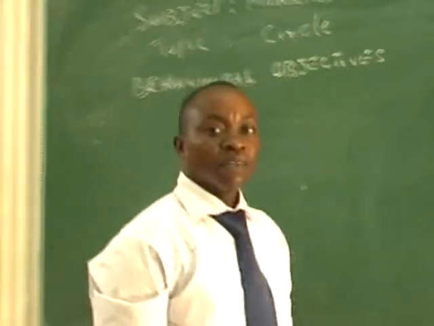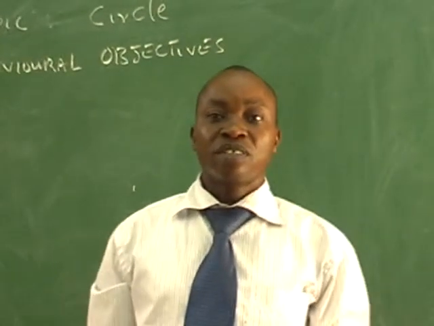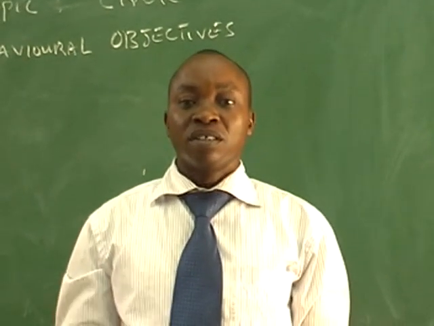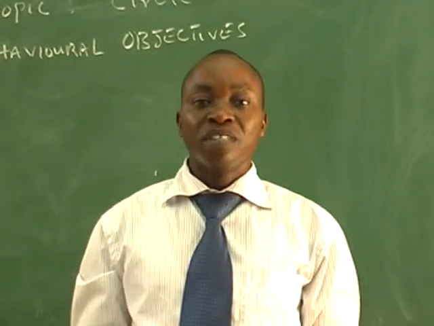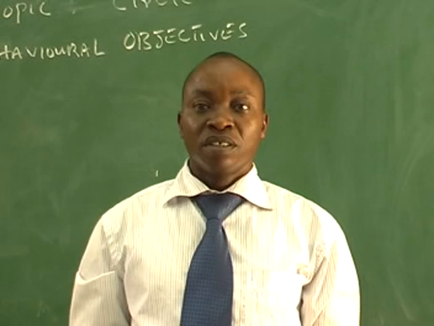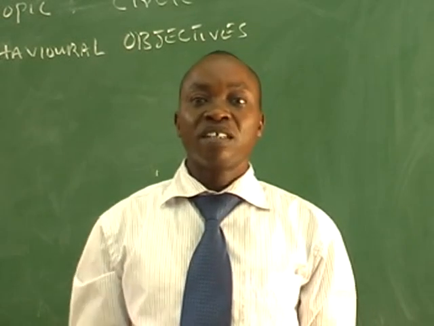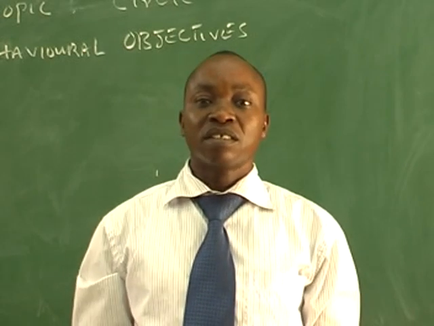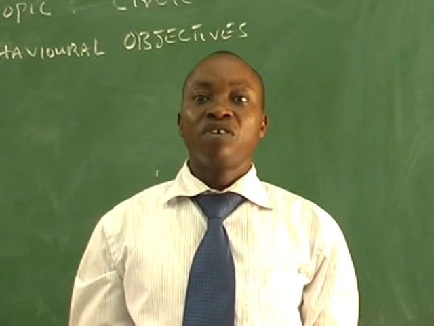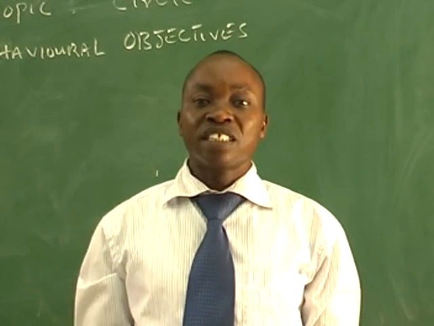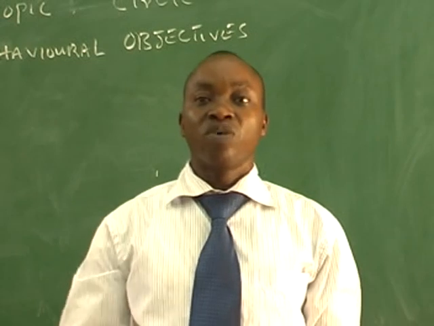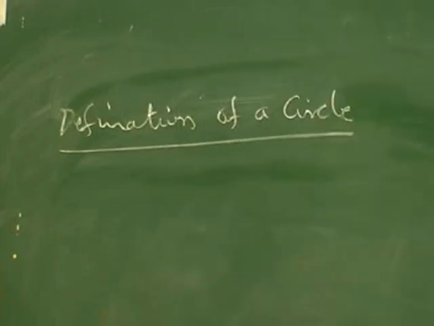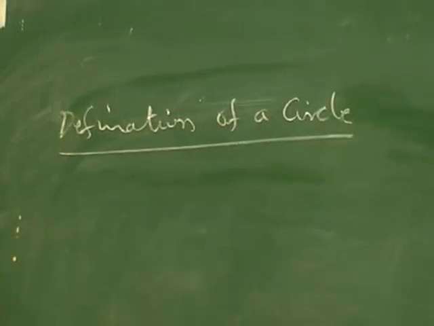Behavioral objectives. At the end of this teaching, the students should be able to derive the equation of a circle. They should be able to know the radius of a circle. The students should also be able to know the general equation of a circle, and they should know the length of tangents of a circle, and they should know how to derive the coordinate of the center of a circle if they are given the equation of a circle. These are the objectives. Now let's take the definition of a circle.